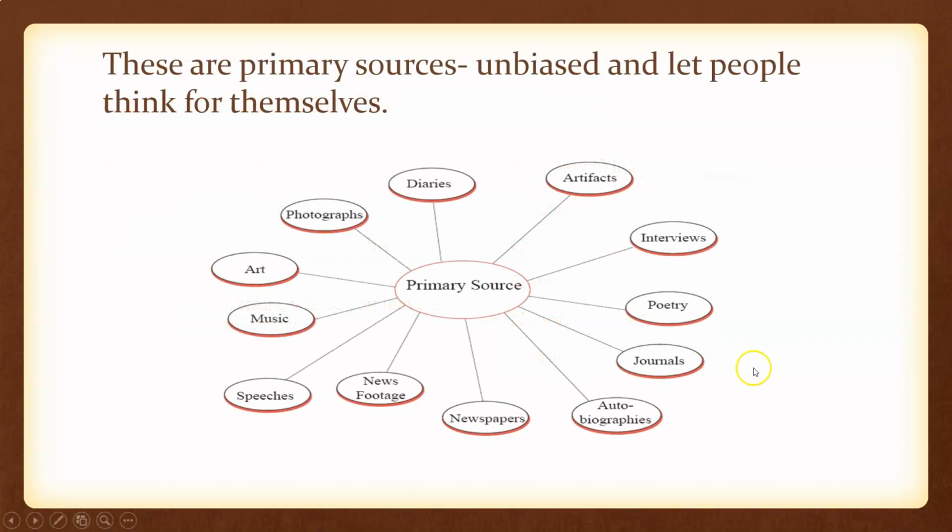Okay? Now, the third item, primary sources. These are unbiased and let people think for themselves. So you could include in your history a newspaper headline that happened. You could put a photograph of what happened. The other day in class, I used that picture of the memorial at Belle Isle to try to make my point. So the reason we use primary sources is they're unbiased and let people think for themselves.